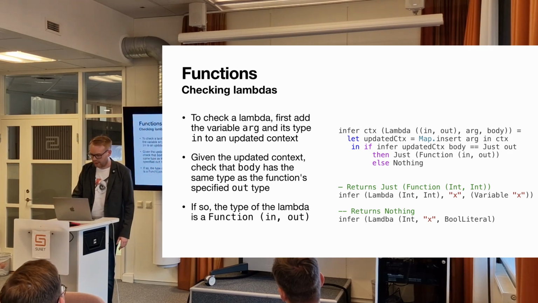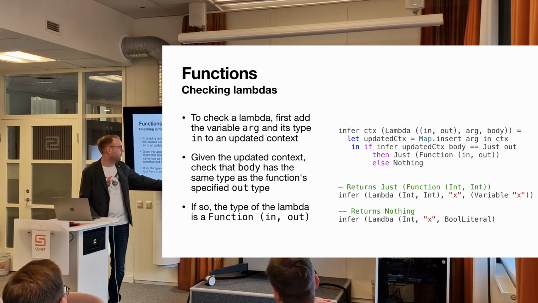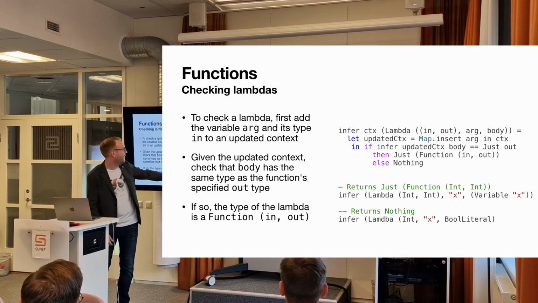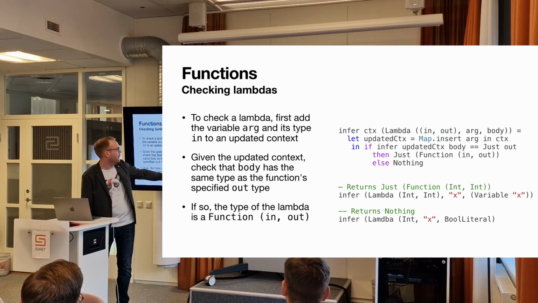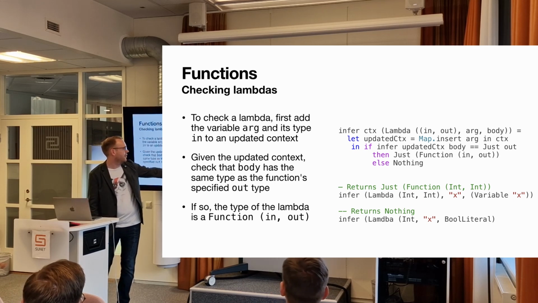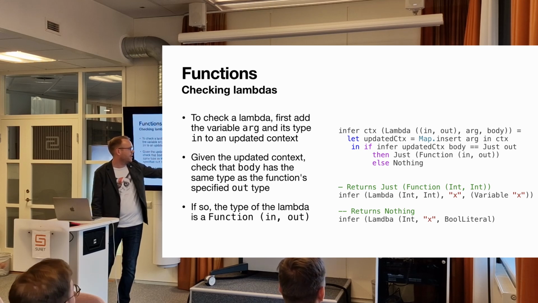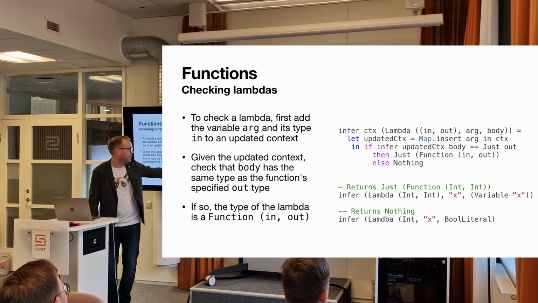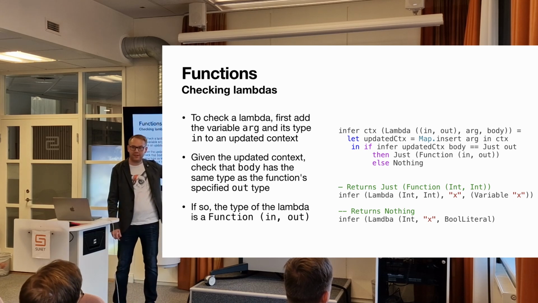So yeah, some examples here. For example, if we have a lambda and we say it's a type from int to int, and the variable name is x.